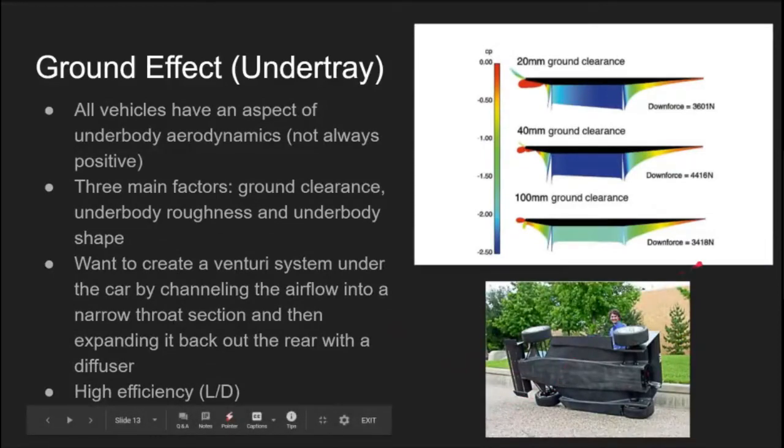The ground effect is also used for the under tray, which is very important as well. All vehicles will have an aspect of underbody aerodynamics, right? Regardless of whether you have an under tray or not, air is going to flow underneath the car. Now, if you have a normal passenger vehicle, for example, the underside of the car is very rough, in quotations, because you have the exhaust pipe, the fuel tank, a bunch of random things just sticking out, and that causes a lot of turbulence underneath the car, and it actually produces a high pressure region under the car, right?